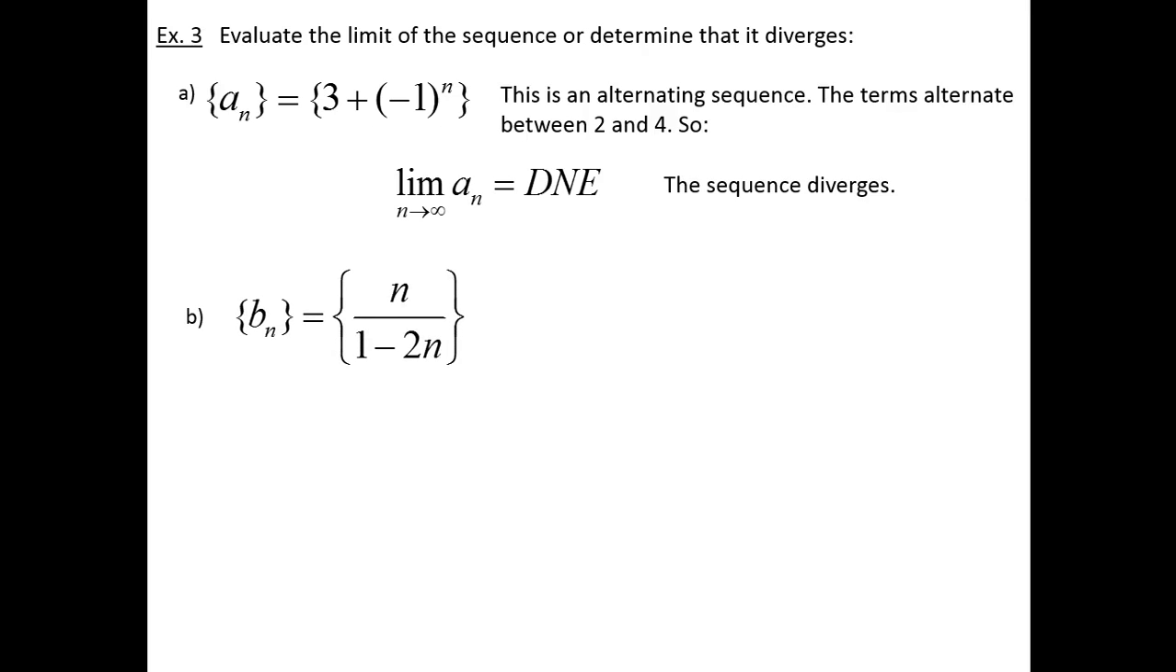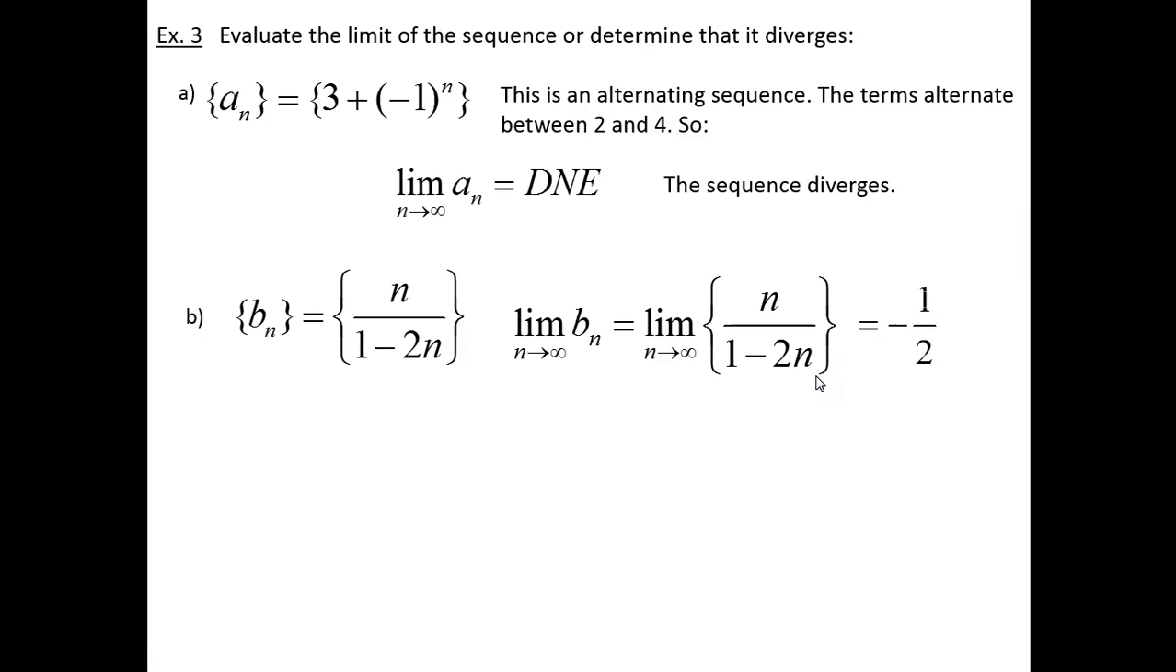Try another one. I think this was the one we were looking at earlier. Just think about what happens here as n goes to infinity. Of course, we could apply L'Hopital's rule, but remember we also can compare the degree of the numerator to the degree of the denominator here, because this is just a rational function. Since the degrees are the same, this limit will approach negative 1/2. So we would say this sequence converges to negative 1/2.